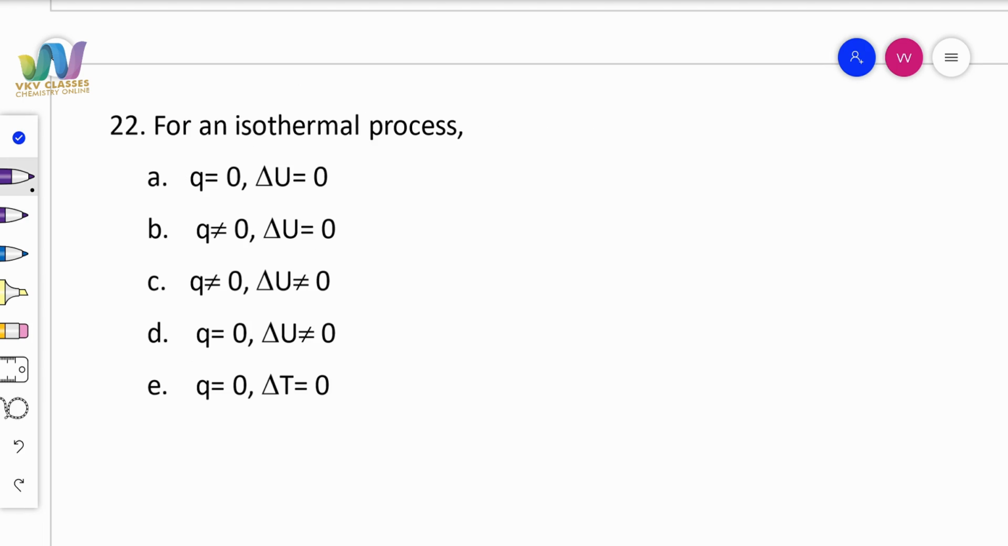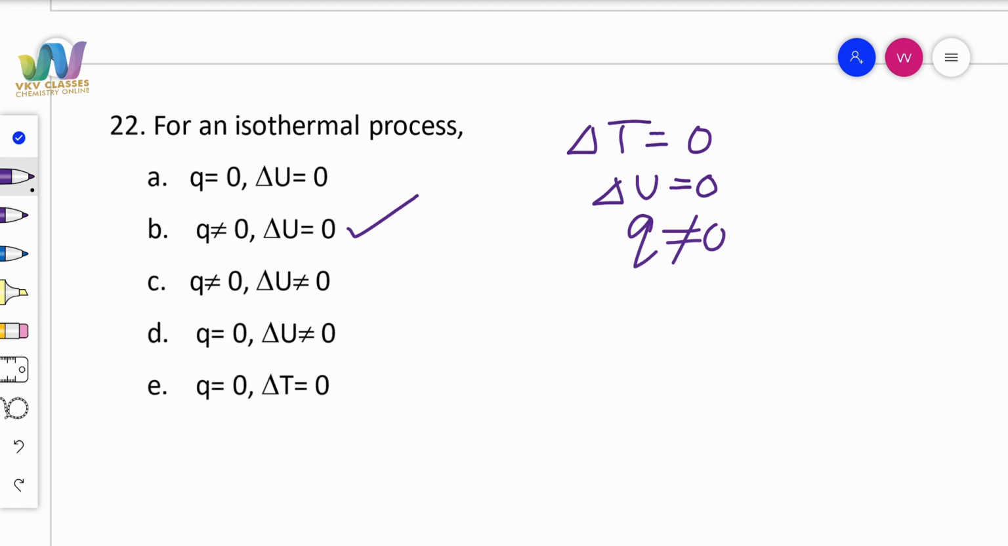For an isothermal process, it is a process which takes place at a constant temperature. So, delta T for the process will be equal to 0. When delta T is equal to 0, delta U also will be equal to 0, because internal energy change is a function of temperature. Since there is no change in the temperature, there will be no change in the internal energy also. But heat will be given out or absorbed. So the choice B is the correct answer.